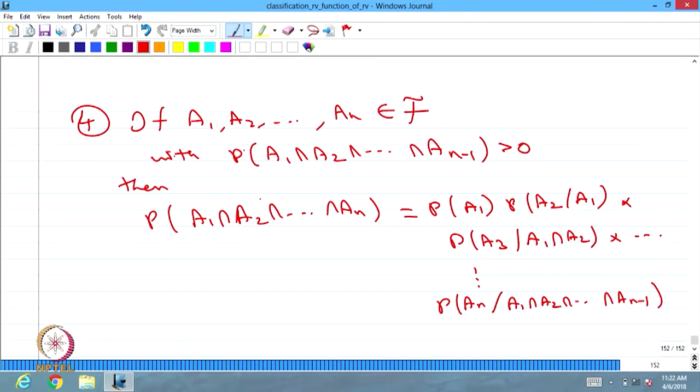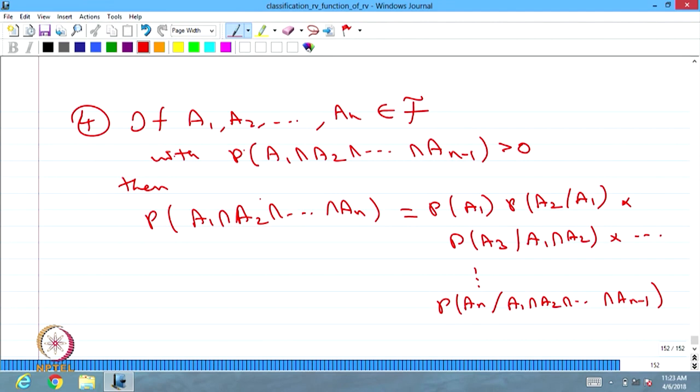This is possible whenever you have n events and the probability of the intersection of n minus 1 events is greater than 0. One can always find the intersection of events as a product of conditional probabilities. This is valid for any countable number of events satisfying these conditions. There is no assumption over the events to apply this result.